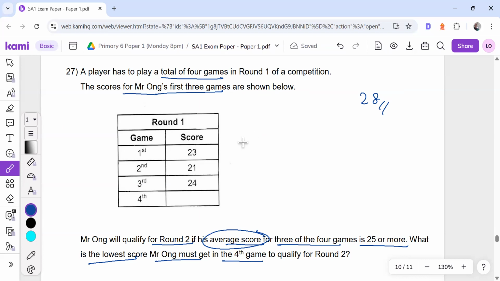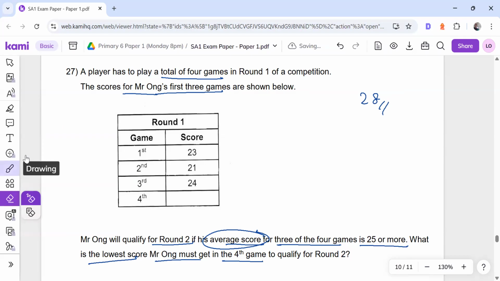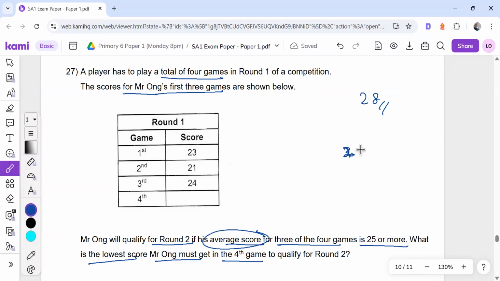So can you find the total? You take the average and multiply by how many games to get the total. 25 times 3 gives at least 75 points. Which means that Mr. Ong must get at least 75 to qualify, right? At least 75. So what is the lowest score?